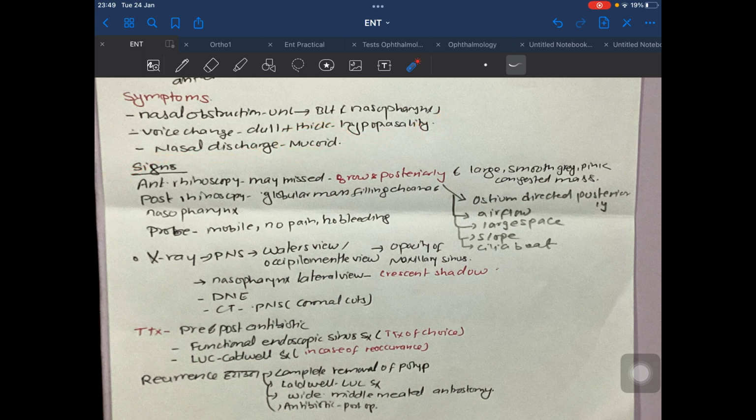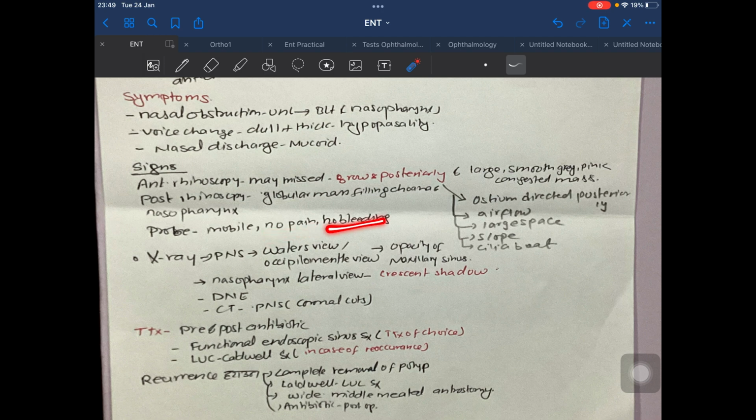And other signs: in anterior rhinoscopy they may be missed because they grow posteriorly, due to the ostium directed posteriorly, and the direction of airflow, that is from anterior to posterior, and there is large space posteriorly, and there is a slope posteriorly, and there is beating of cilia in the posterior direction. In posterior rhinoscopy, there is a globular mass filling the choana and the nasopharynx is seen, and in the probe test they are mobile, non-pain sensitive, and there is no bleeding.